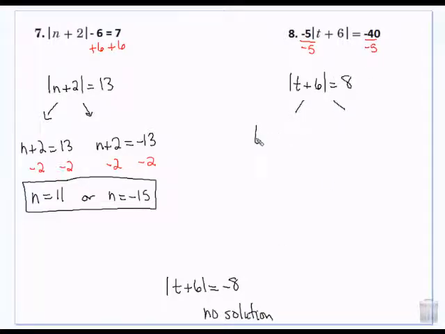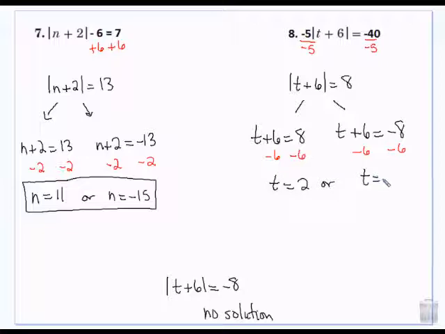And we're going to split. So t plus 6 equals 8, t plus 6 equals negative 8. Subtract 6 from both sides. T equals 2, or t equals negative 14. I don't like that box. Okay, but don't forget this.